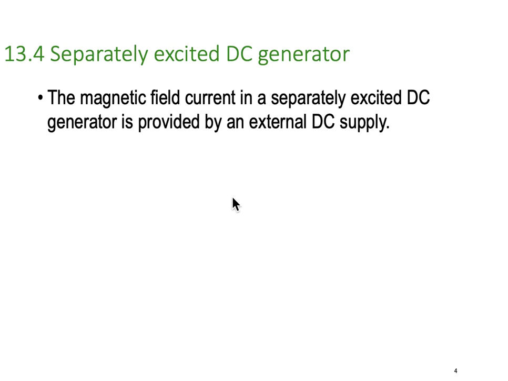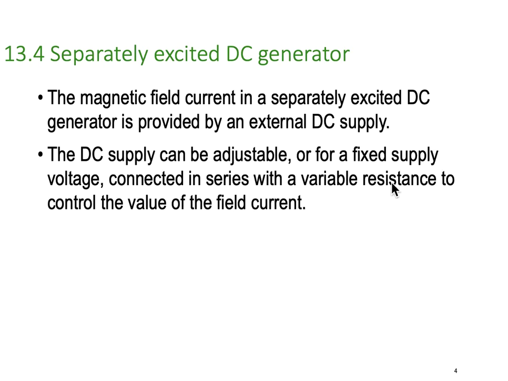So first up, separately excited DC generator. The magnetic field current is provided by an external DC supply. So we've got to get our DC for our fixed field from somewhere else.